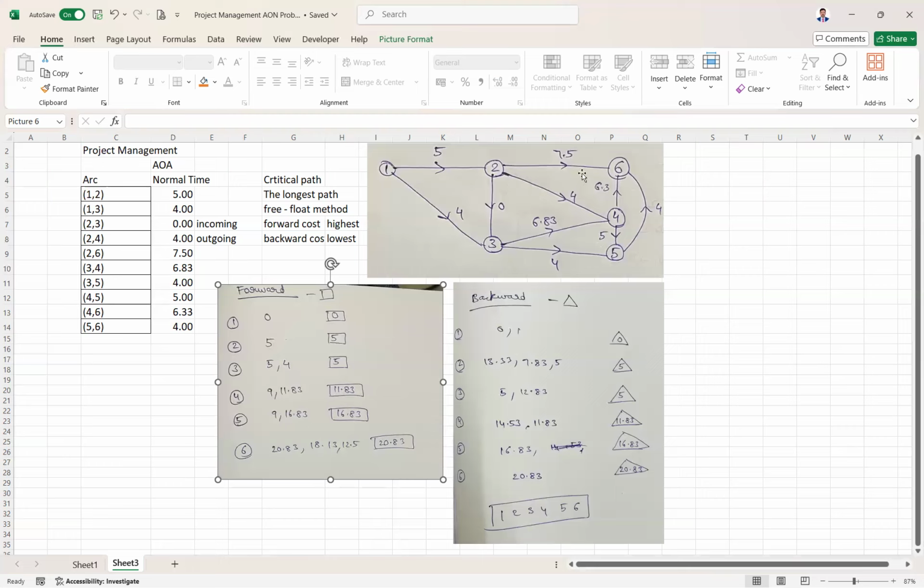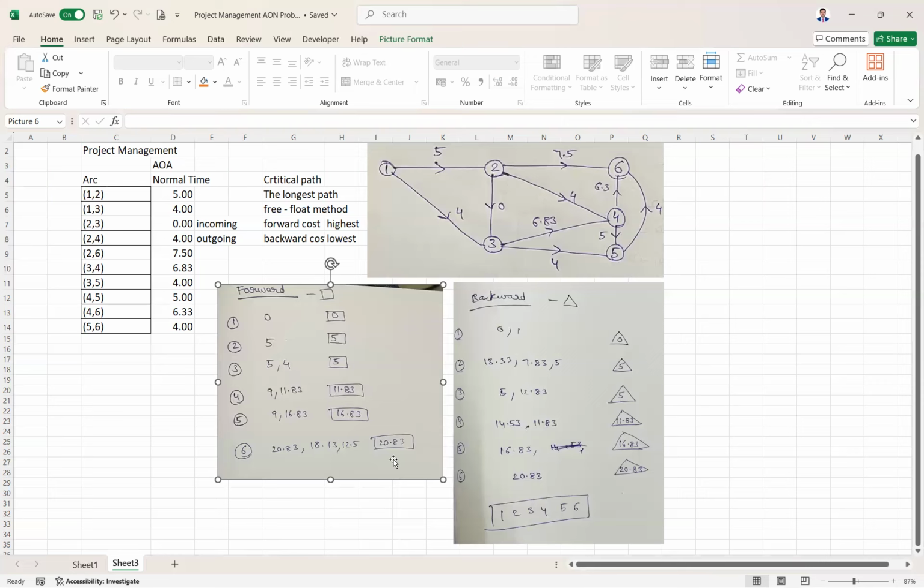Then for 6, there are 3 incoming nodes. That's why you see 3 entries here: from 4, 4, 6, 5, 6, 2, 6. For 2, the forward cost is 5, 5 plus 7.5 is 12.5. Then for 4, the forward cost is 11.83 plus 6.3, which becomes 18.13. Then from 5 to 6, for 5, 16.83 is the forward cost plus arc cost 4 is 20.83. So this 20.83 is the critical path length. You got the length of the critical path, and the forward costs have been calculated.